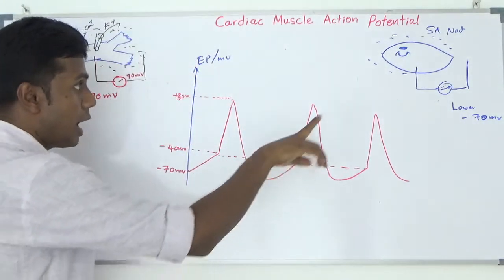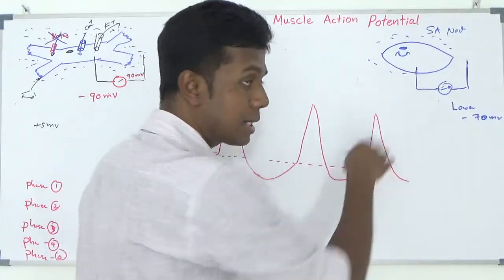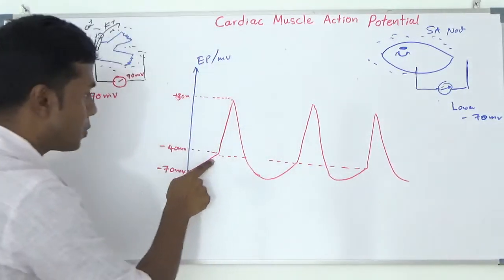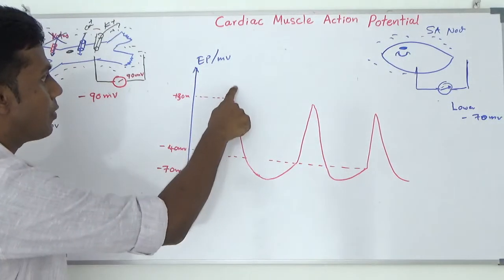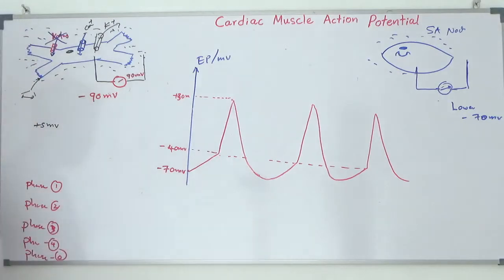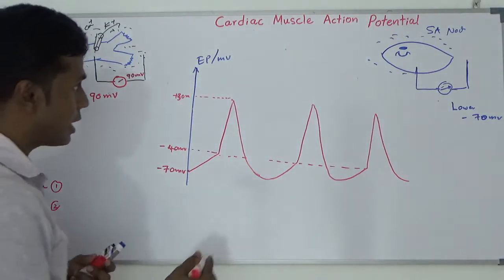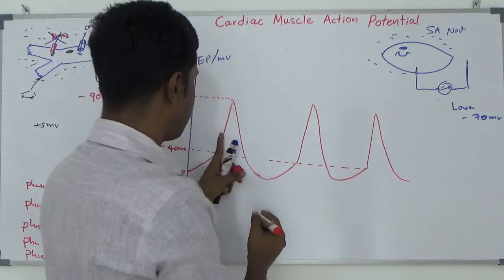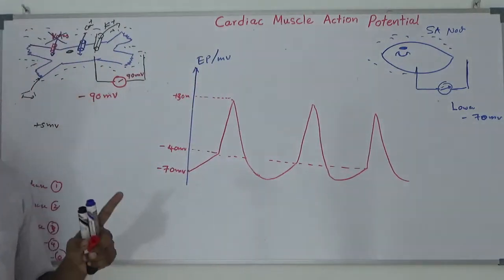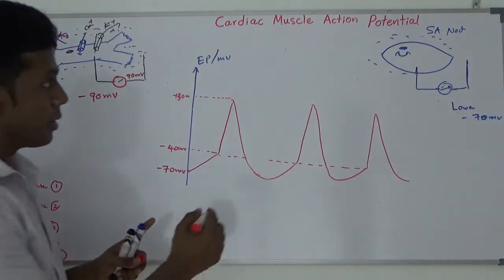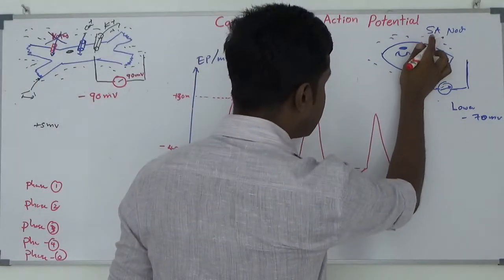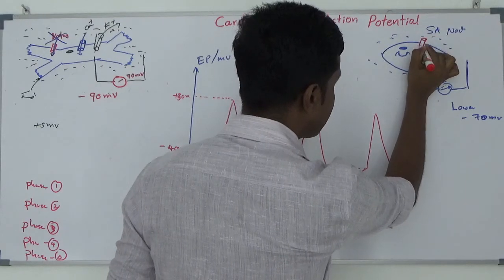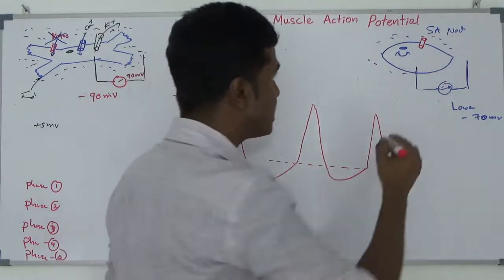In the SA node also, I didn't put any electrical influence like previously. It spontaneously went to minus 40, then it fires up to plus 30, then it gradually goes down. Then I check what electrical activity happens here. Actually, it contains some kind of calcium channel.